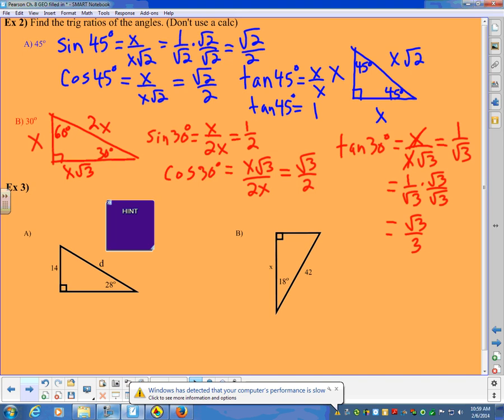So if I know this angle is 28 degrees, the 14 is the opposite side, and D is the hypotenuse, which of the three trig ratios would involve opposite and hypotenuse? Sine, yeah, sine, SOH. If you go back to this previous page here.